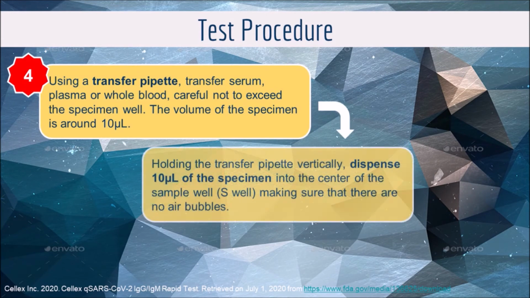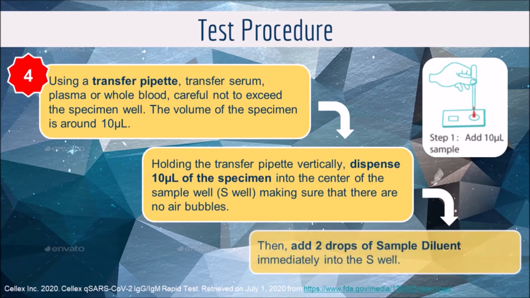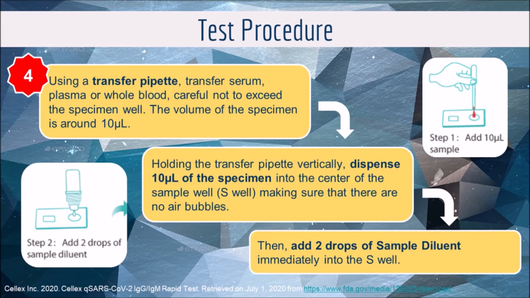And then by using a transfer pipette, we need to transfer 10 microliters of the specimen, which is the serum, the plasma, or the whole blood, into the center of the sample well, or specimen well, making sure that there are no air bubbles and the volume does not exceed the well. Then add 2 drops of the sample diluent immediately into the well.